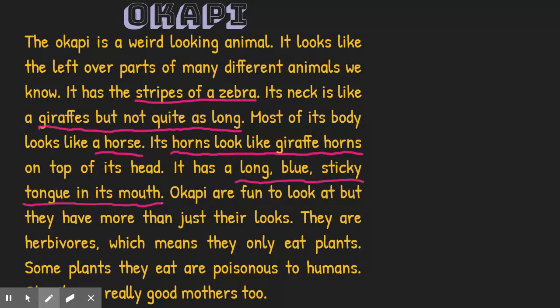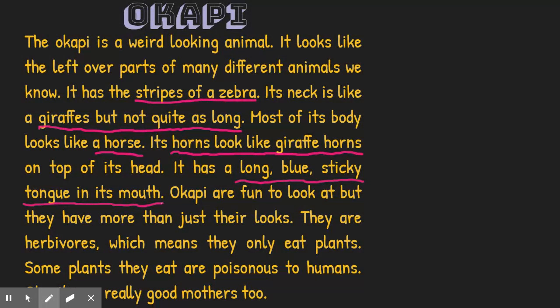What in the world? Okapi are fun to look at, but they are more than just their looks. They are herbivores, which means they only eat plants. Some plants they eat are poisonous to humans. They are also really good mothers too. Oh, that's nice to hear.